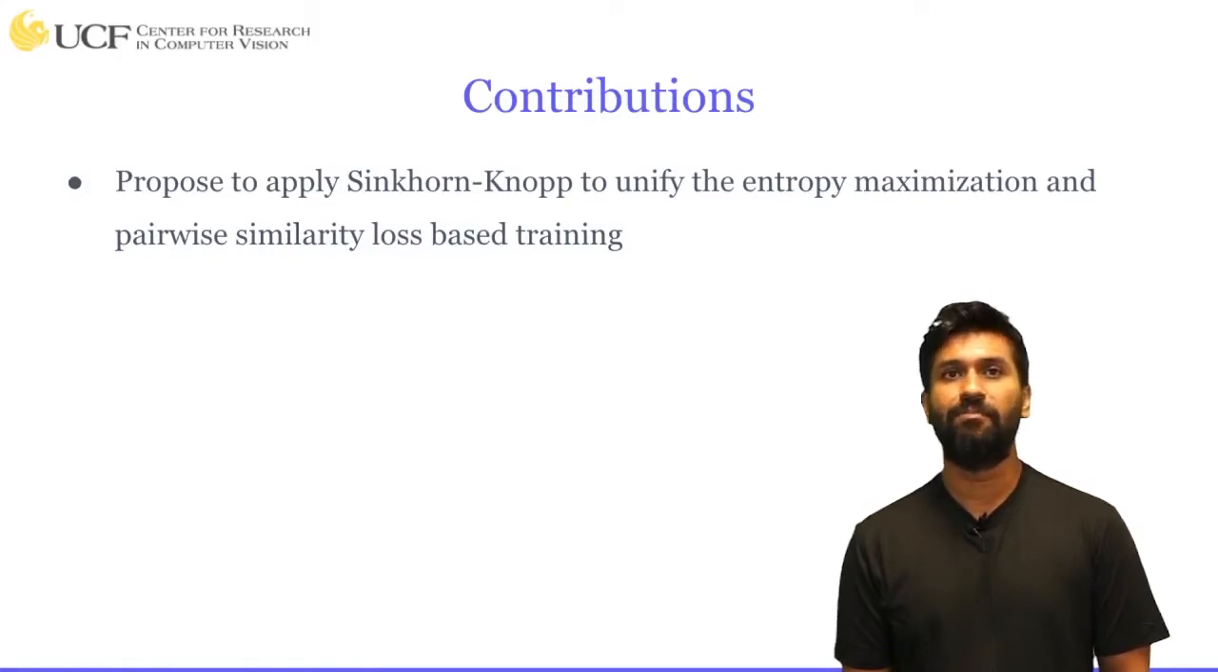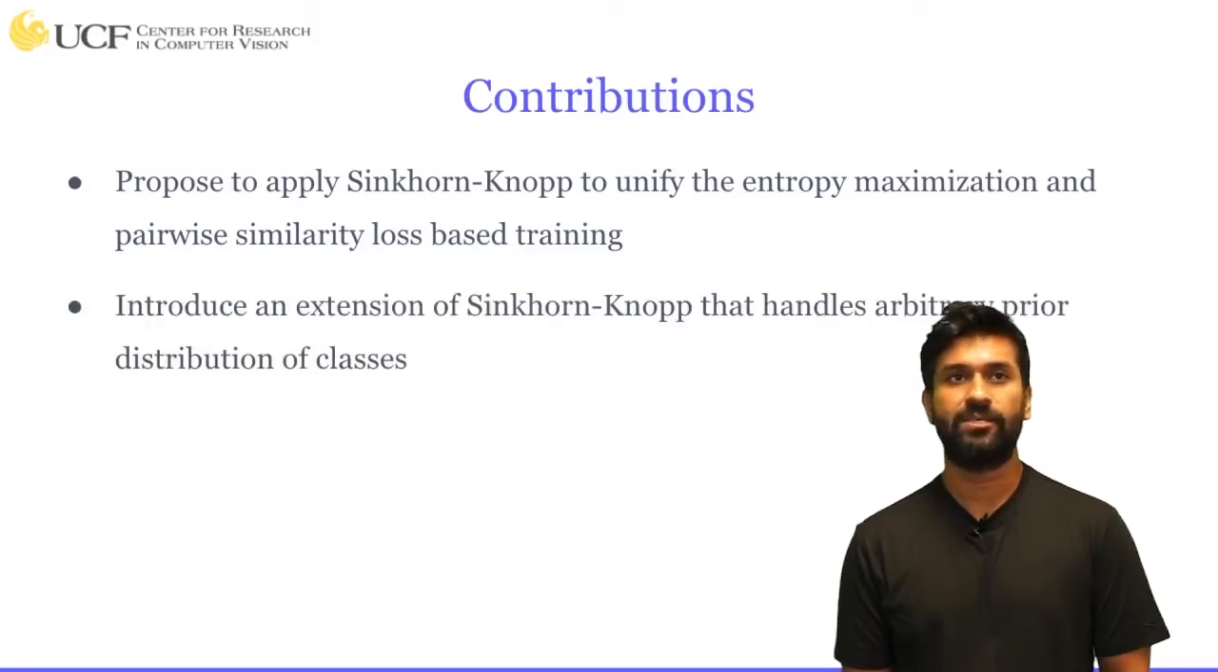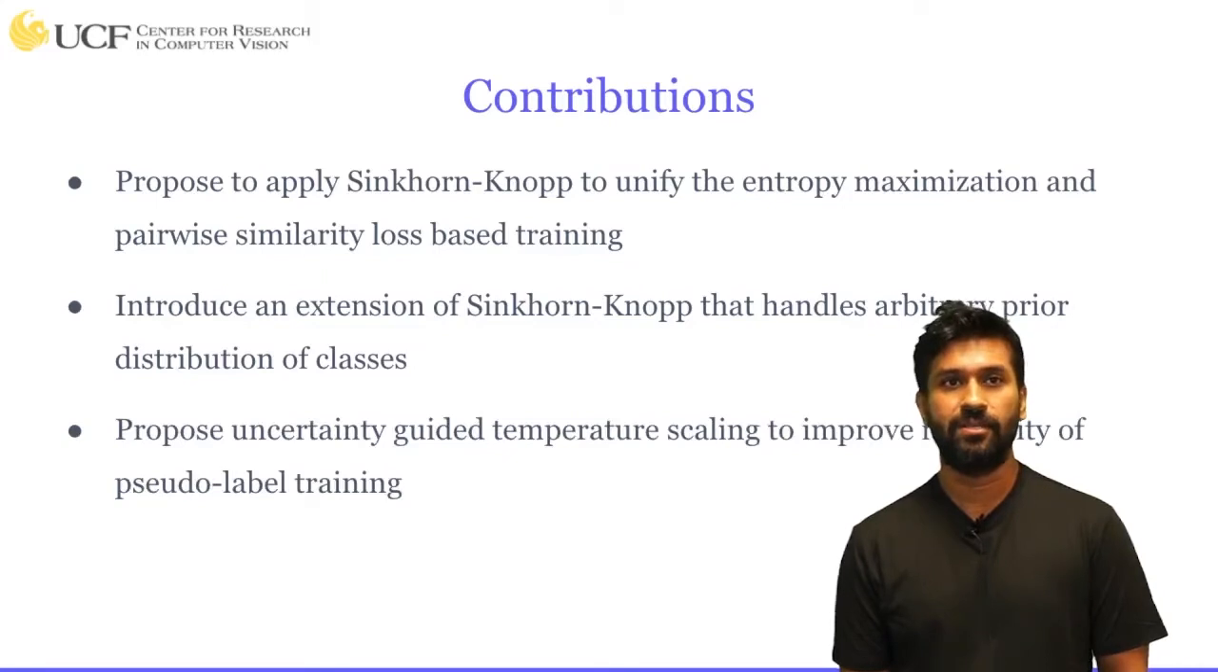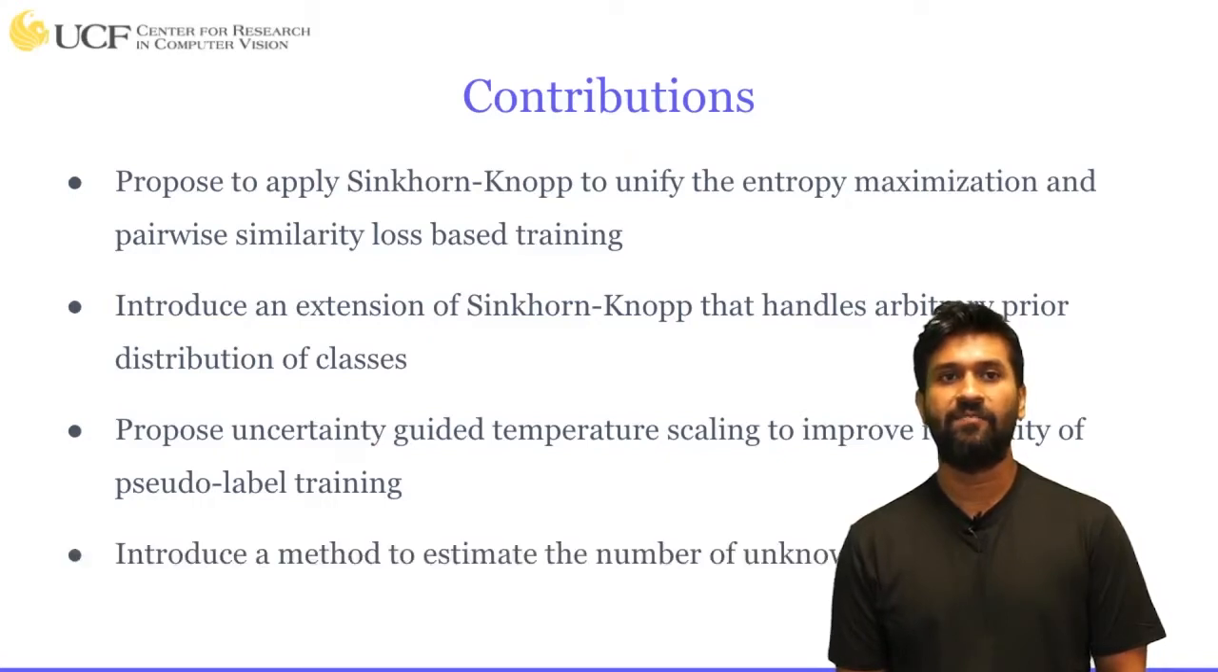We propose to apply Sinkhorn-Knopp to unify the entropy maximization and pairwise similarity loss based training as done in the prior work. We introduce an extension of Sinkhorn-Knopp that handles arbitrary prior distribution of classes for more practical application of our method. We propose uncertainty guided temperature scaling to improve reliability of pseudo-label based training. Finally, we introduce a method to estimate the number of unknown classes so that our method can be applied to a more practical setup.